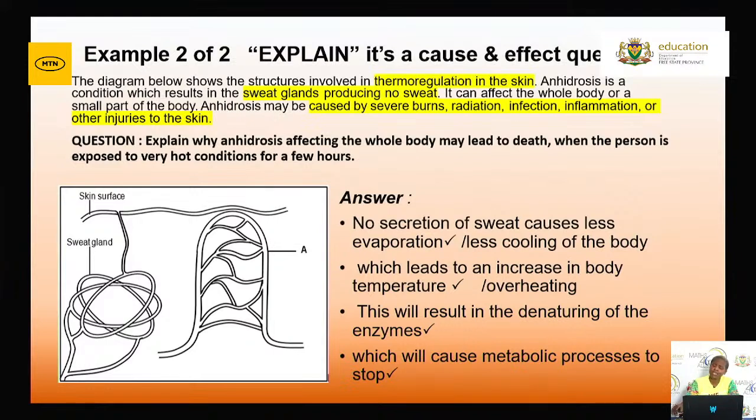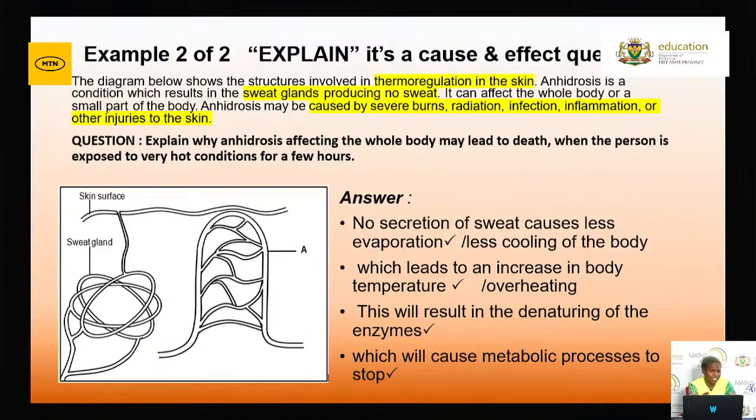And then, as I have said, please remember that "explain" is cause and effect. You first have to check the marks. If the question is out of 3 marks or 4 marks, if it is out of 4 marks, then it simply means that you will have to mention 4 points. So this is how you will start answering this question.